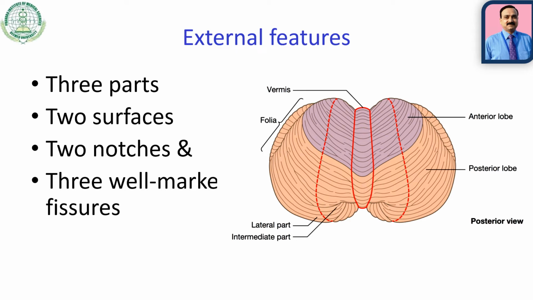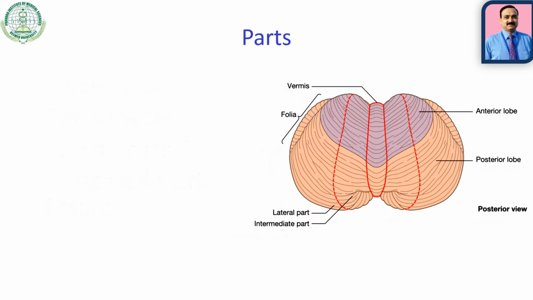The two surfaces are superior surface and inferior surface. You can see here the notches also. This is one notch, this is another notch, and fissures. This is one fissure, this is another fissure, and third one we can't see from this side, we will see it from another view. So coming to first parts.